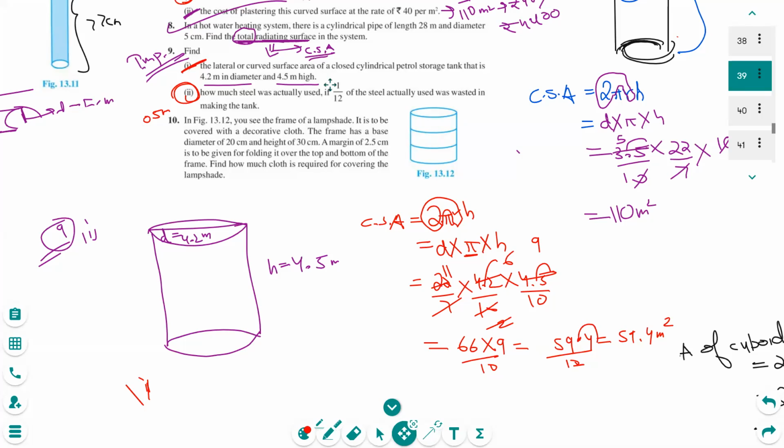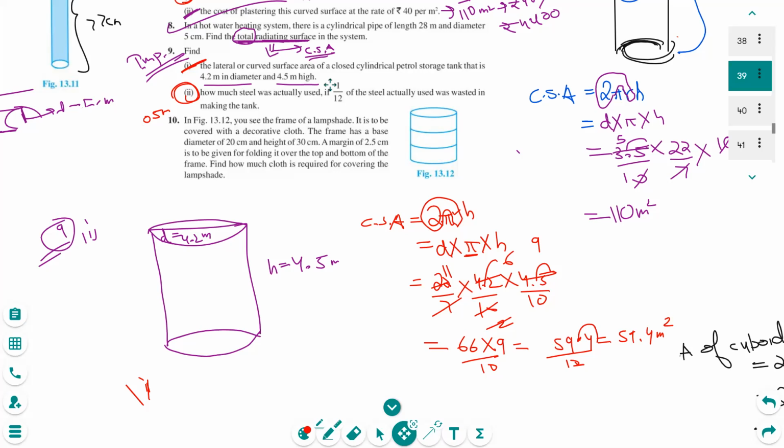So what is happening? I actually took some steel. Then I was making a tank. Okay, a tank is always closed. In the first section it was open because we only talked about curved surface area, but a tank will always be closed. If you have to transfer it somewhere else, it has to have a bottom. It will always have a bottom and it will always have a top. So I will use the steel to make a cylinder.